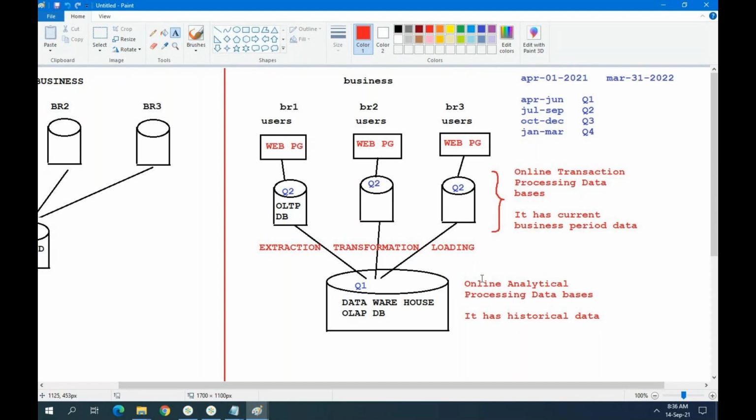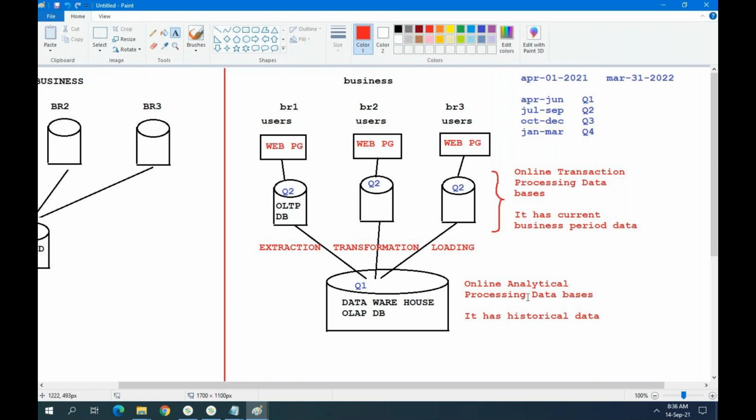If you are maintaining old data, then you can compare. Okay, in 2020, what is the total profit? In 2019, what is the total profit? Compare these two results. Then you will understand how to analyze your business. Otherwise, you don't get any analysis, right? Online analytical processing is for analysis purposes only.